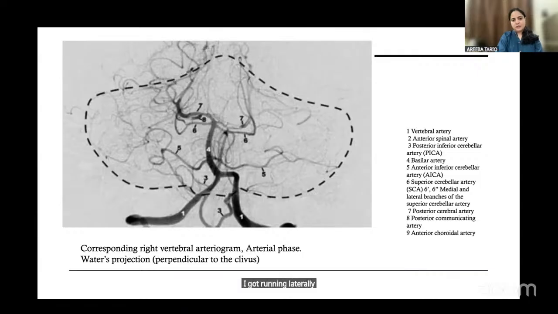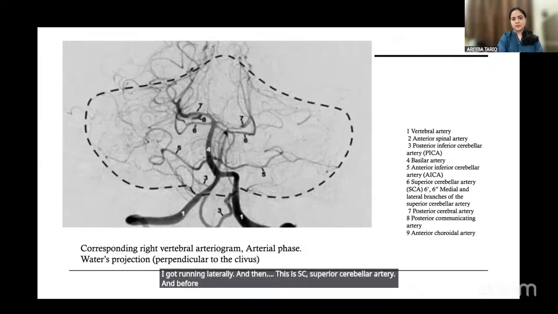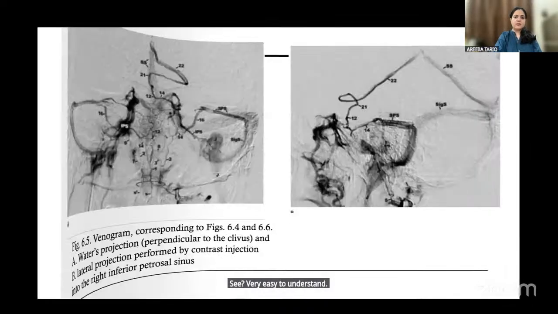And then this is SCA, the superior cerebellar artery. And before it terminates, the basilar artery terminates into two posterior cerebral arteries, labeled by 7. See, very easy to understand once you have gone through the anatomy.